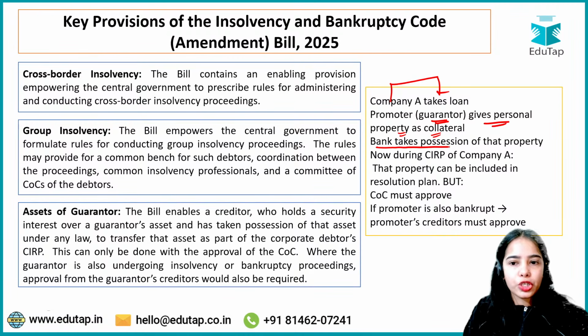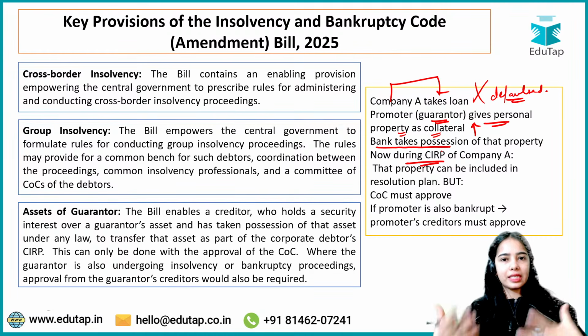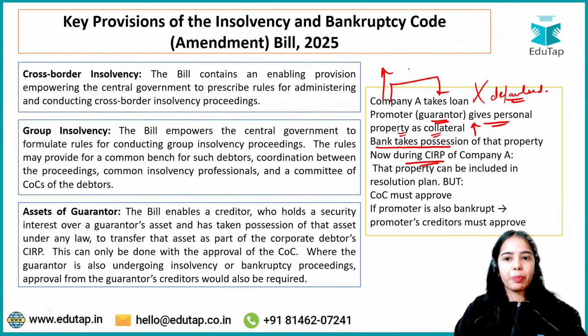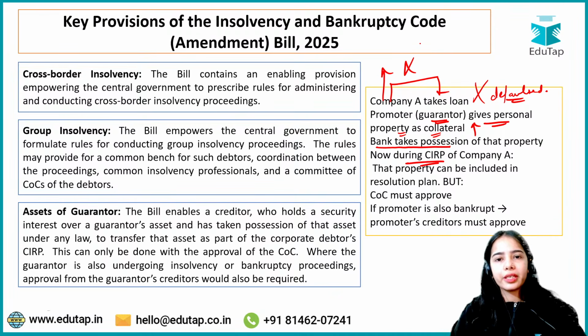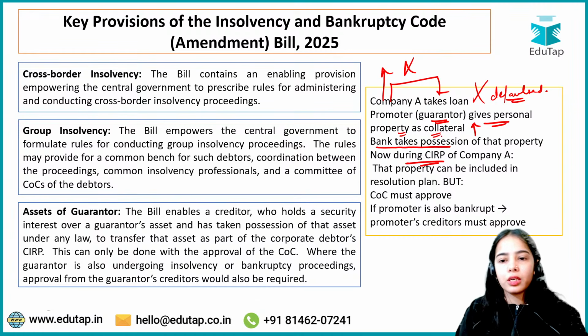Now the bank takes possession because company A has defaulted. So the bank takes possession of the property of the guarantor. Now during the CIRP, because the corporate insolvency resolution process has been initiated, as this corporate is not able to pay back the loans of all the creditors or the majority of the creditors, that property taken in possession can be included in the resolution plan.